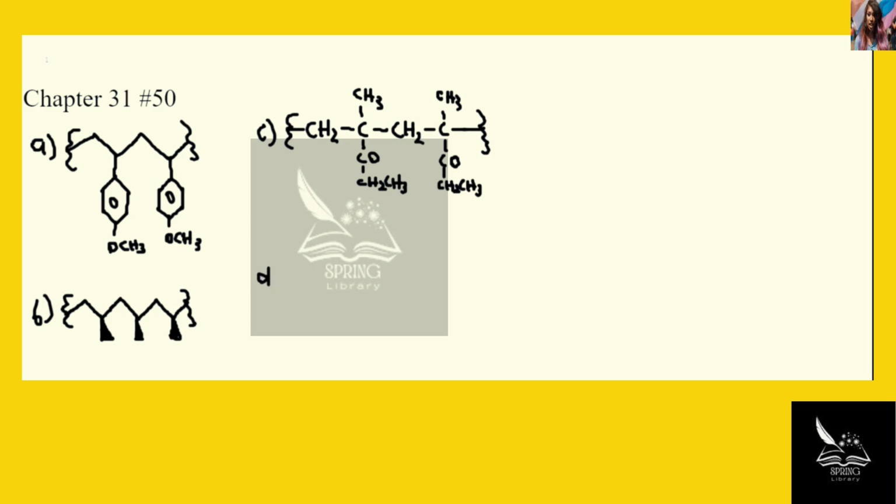Then D is going to be just another polymerization. Again, we'll use this same notation. The side chains here are going to be a methyl and an ethyl group on each. So really, this is just another vinyl, another polypropylene, but with different side chains. And I'll just draw two there as well.